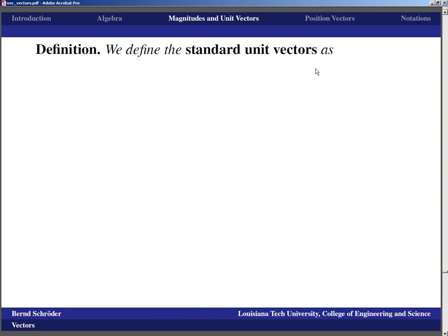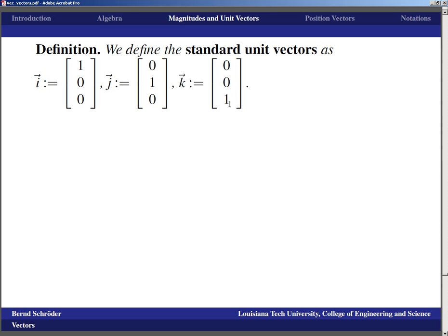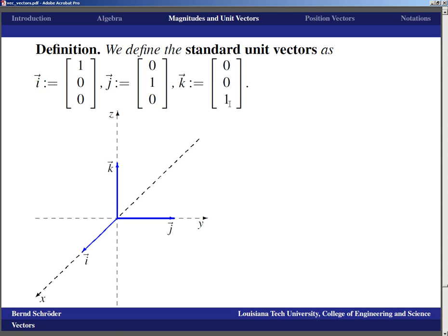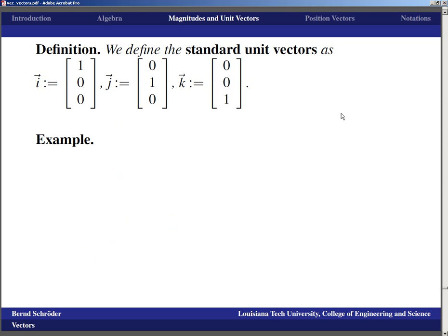Okay, the standard unit vectors are i being (1, 0, 0), j being (0, 1, 0), and k being (0, 0, 1). So if we're looking at a regular right-handed coordinate system x, y, z, i points in the x direction, j points in the y direction, and k points in the z direction. And that's already it. Those are the standard unit vectors that are very common throughout mathematics and physics. As an example, the vector (3, -1, 2) could also be written as 3i plus negative 1j plus 2k, because that's how those components can be broken down.